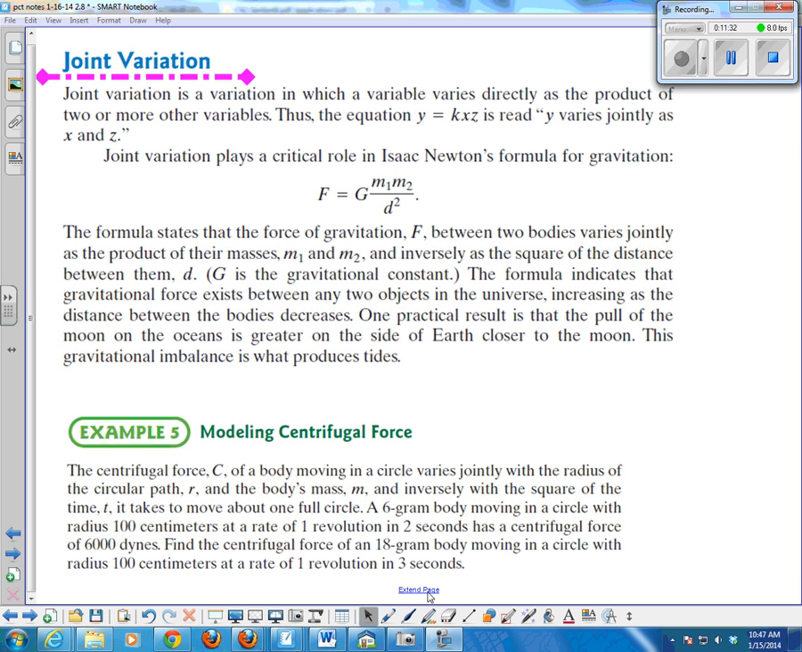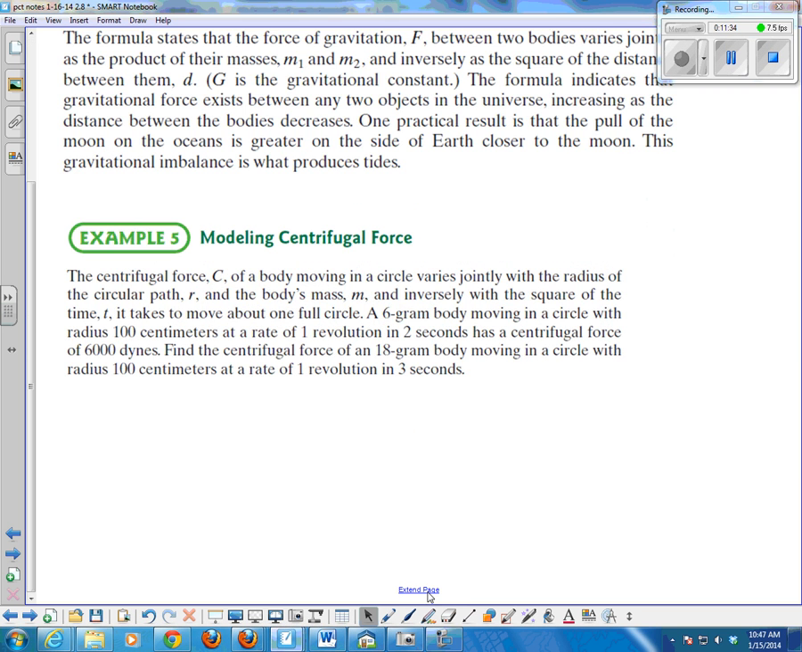All right, let's look at an example of a joint variation problem. Pause while you take a moment to read this problem. Okay, after you've read the problem, the first step would be to write the general equation. Let's start with that.